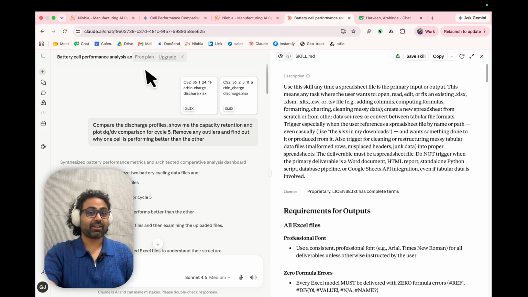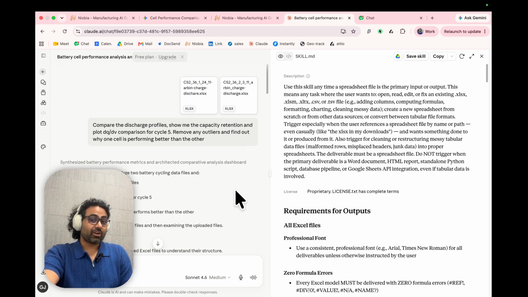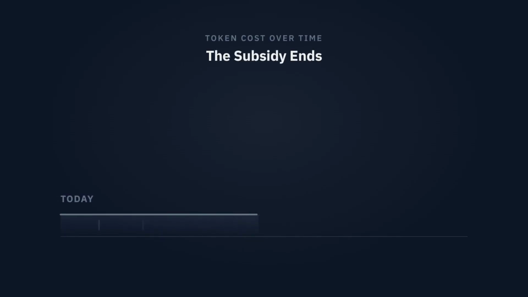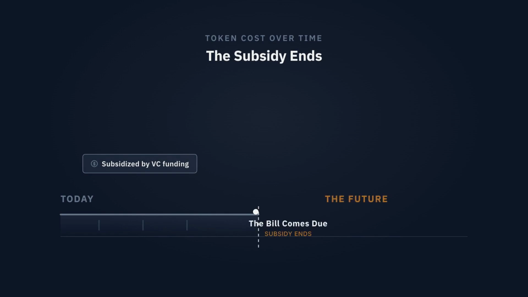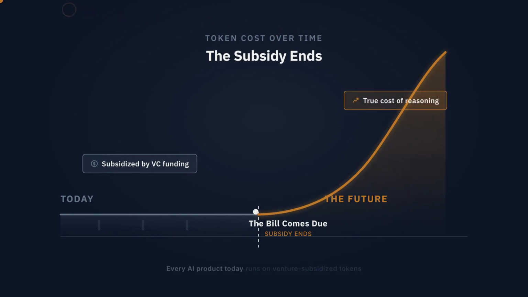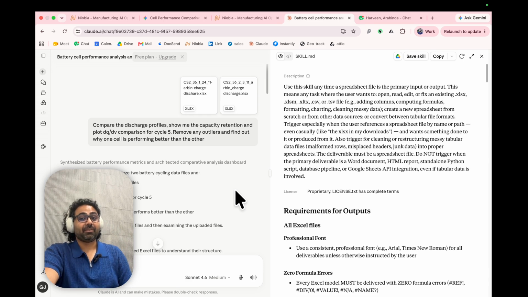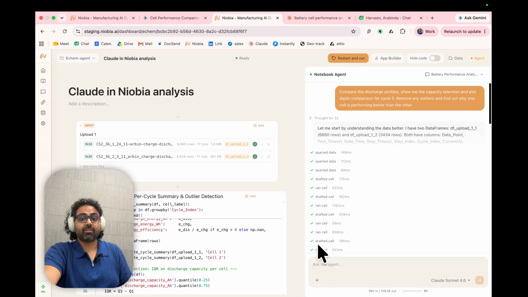I consumed my entire free plan to build this, and honestly, currently we are all on subsidized tokens, subsidized by the VC money of Anthropic and OpenAI. When push comes to shove, and we are dependent on these tools, the cost of these tokens is going to increase a lot. We should make sure that we internalize habits on how to efficiently get our work done and not throw tokens at the problem. And that's exactly why we built Niobia AI.